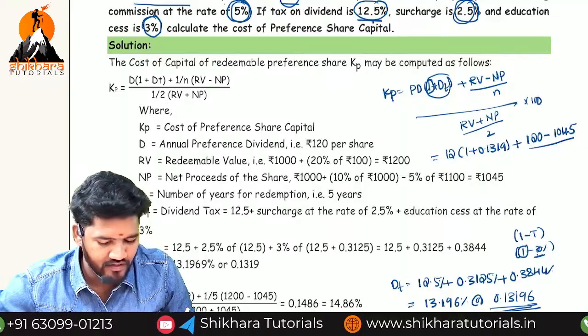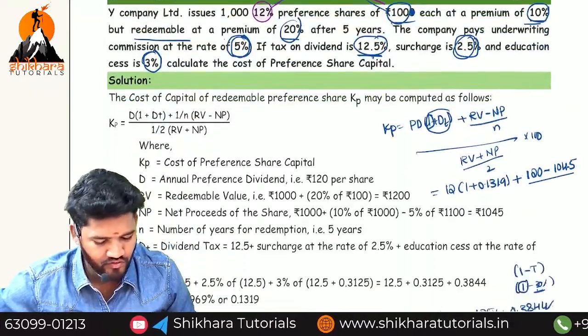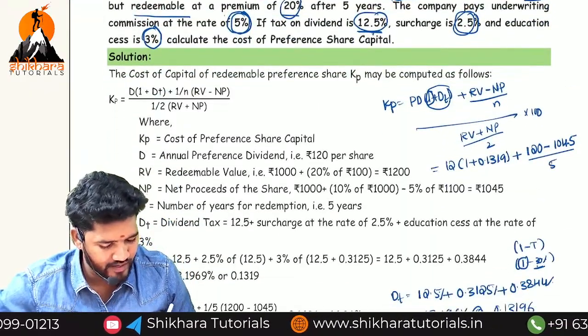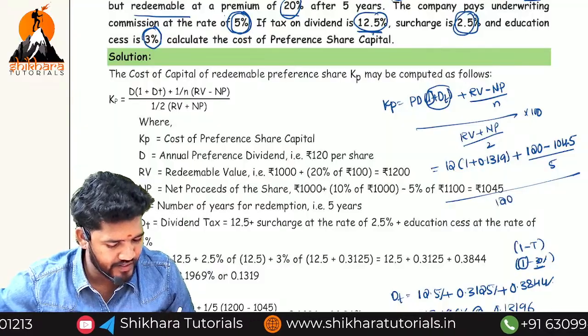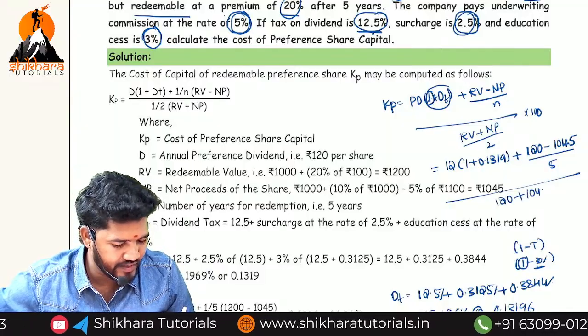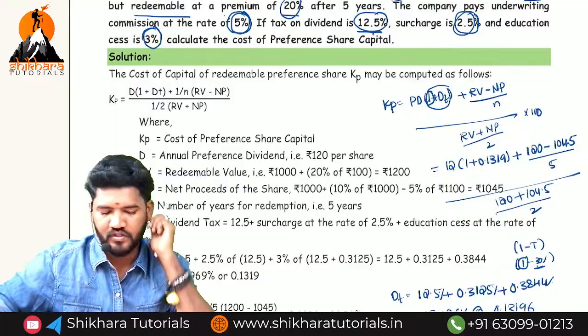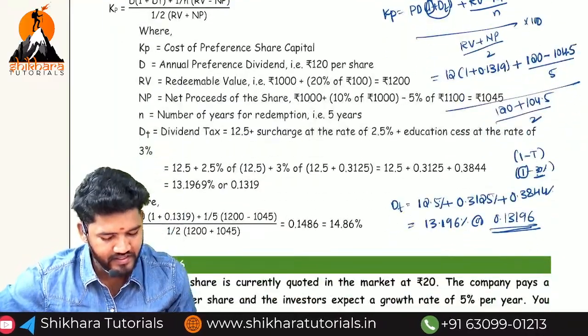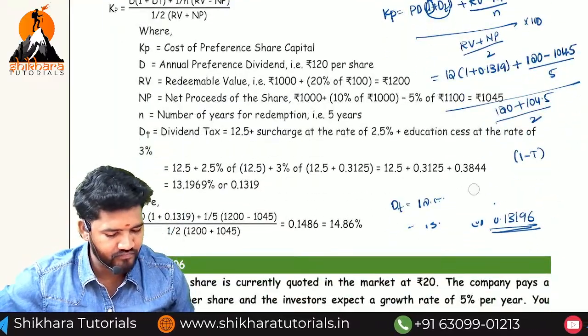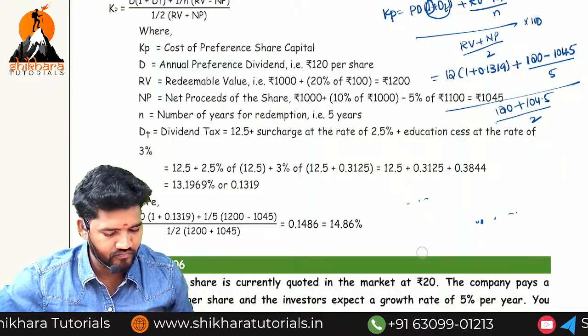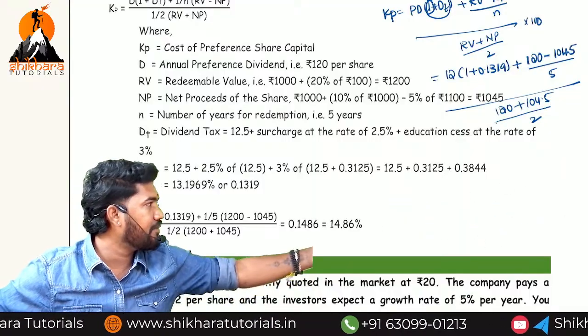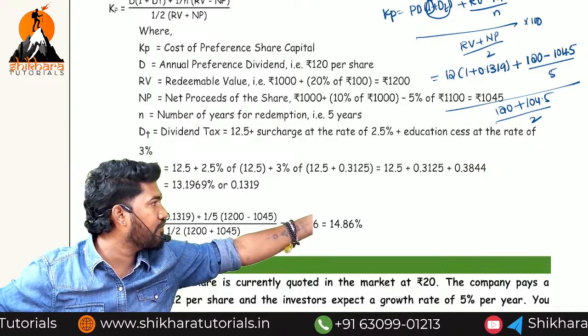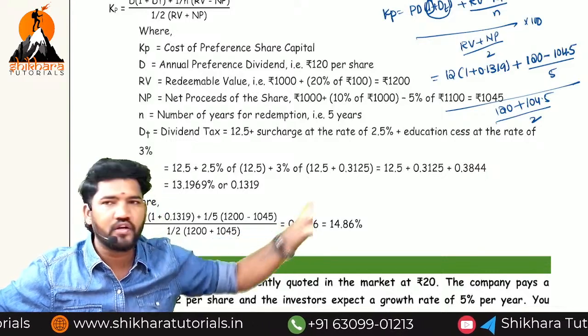Divided by n, how much? 5 years. The whole divided by (120 plus 104.5) divided by 2. Now please tell me the individual calculation. First, the bracket value: 1 plus 0.1319 into 12, how much?